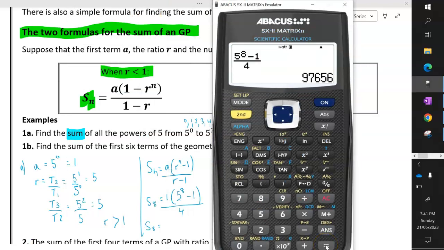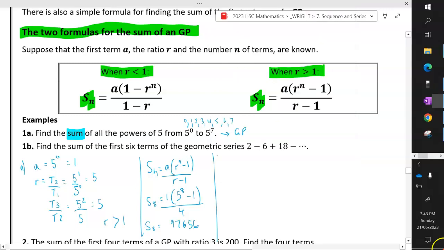Which is going to give us 97,656. Okay, so part B, or question B, wants us to find the sum of the first 6 terms of this geometric series. So it's told us it's geometric, so we don't need to test it. Our first term is 2.